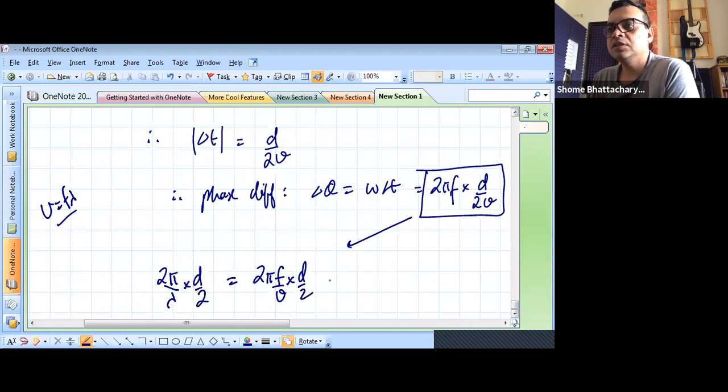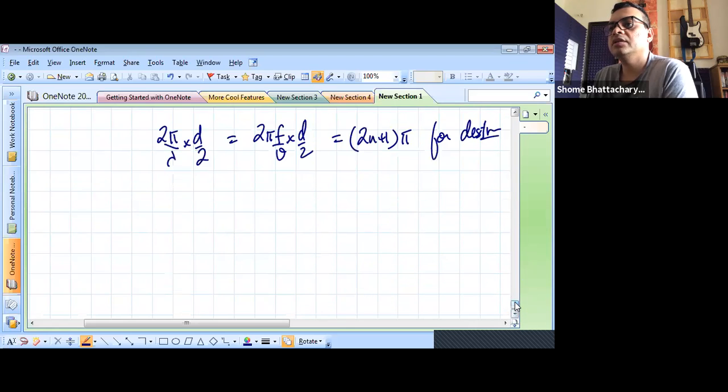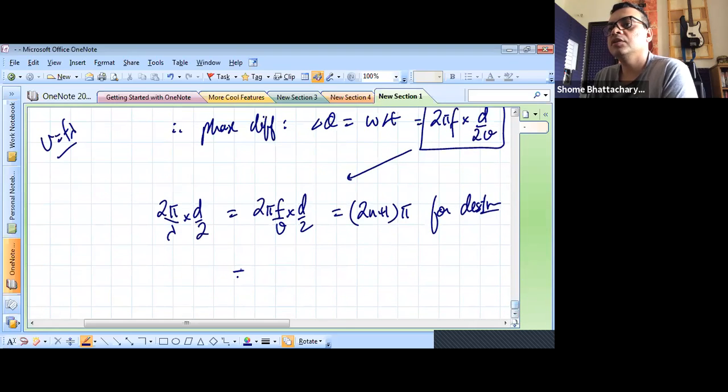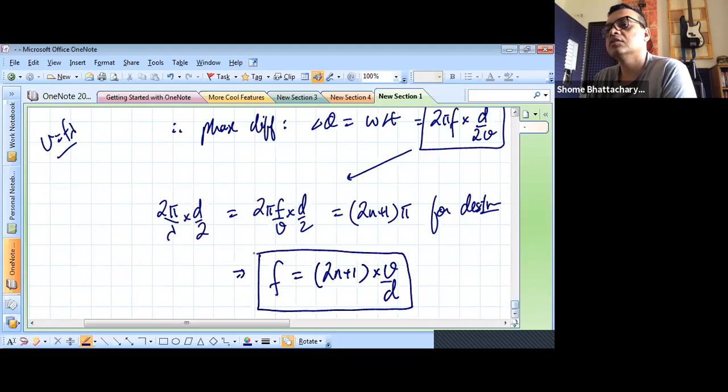So anyway, now this thing should be equal to (2n plus 1) pi for destructive interference. Okay. So just relate it with this. So the frequency should be equal to (2n plus 1) into v by d. This 2 cancels, pi cancels for destructive interference.